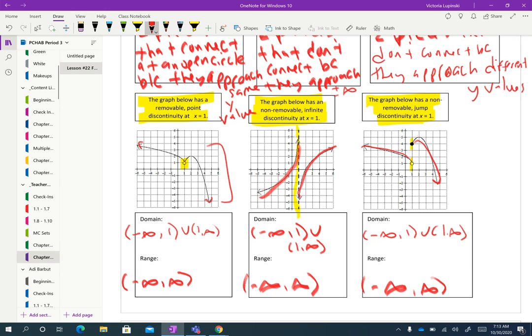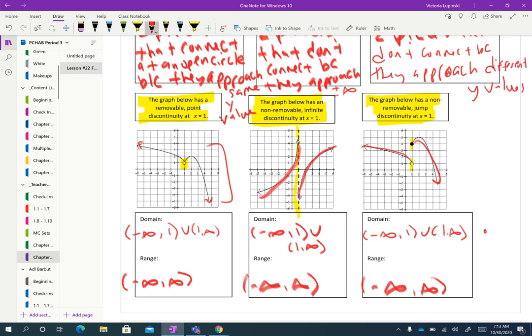But just to be clear, that is not always going to be the case. Please don't just think that because these three have ranges of all real numbers that all of them will, because that certainly is not the case. While you can use the domain negative infinity to infinity, except for the discontinuities, for the range, you really do have to look at it on a case-by-case basis.